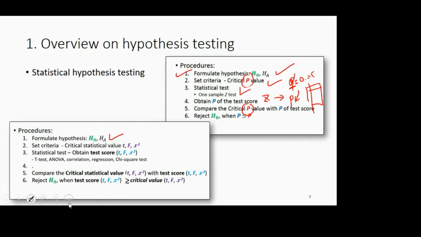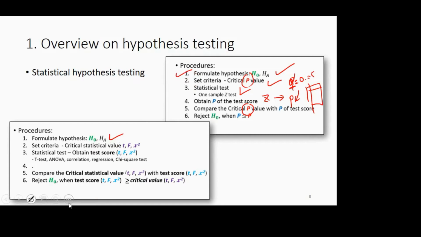Regardless of which type of analysis you use, you follow a similar procedure. These are the procedures that we use when we do the Z test, if you still remember. We formulate the hypotheses, the null hypothesis and the alternative, and then we set a criterion. For example, we set alpha equal to 0.05.